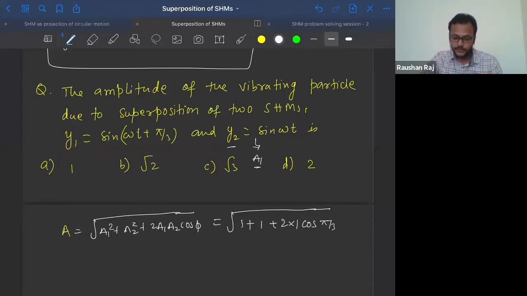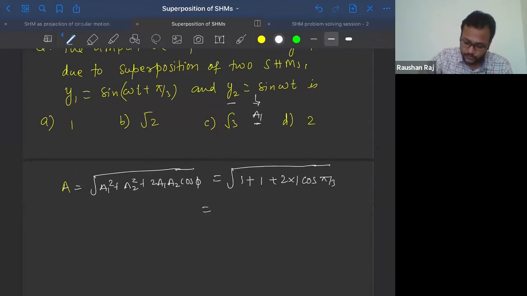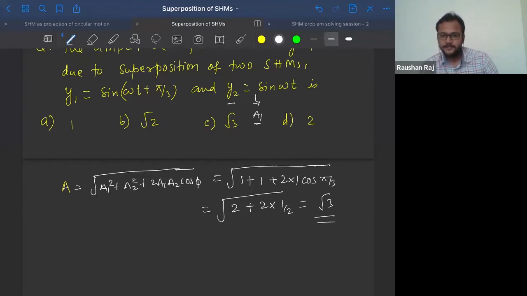So 2 plus 2 into cos pi by 3 is what? 1 by 2, square root of this. So what is the answer? Square root 3. Right? Correct, hai guys? Is this correct or is this wrong? Okay, let me ask you with yes or no. This answer is correct, or wrong? If this is correct, click yes. If this is wrong, click no.